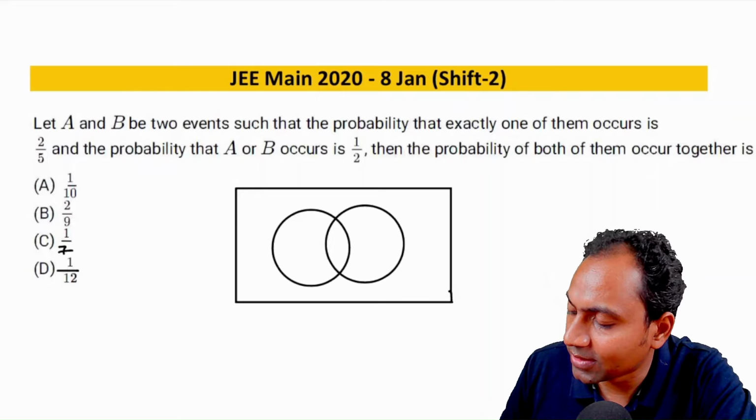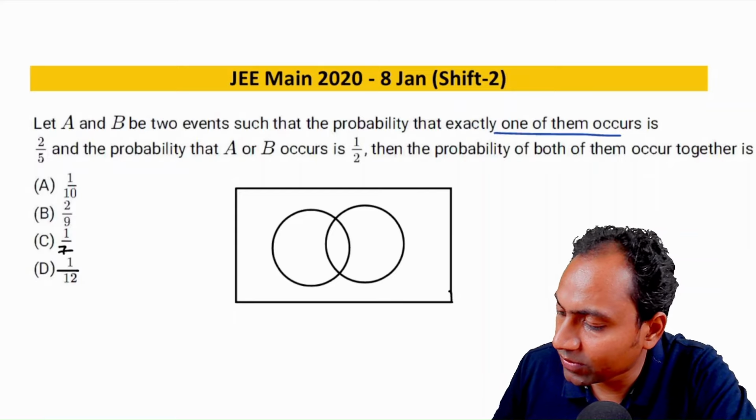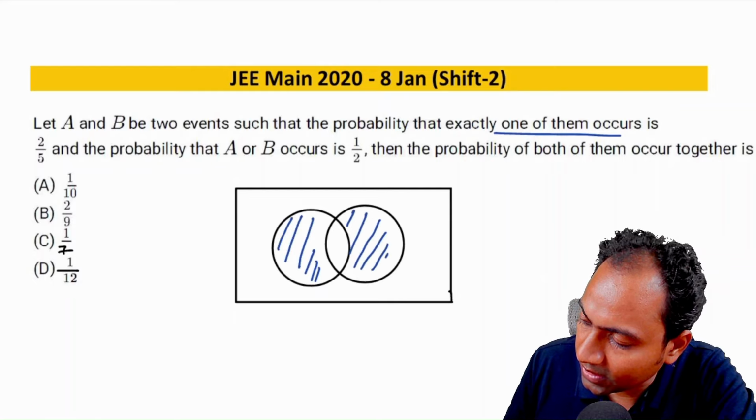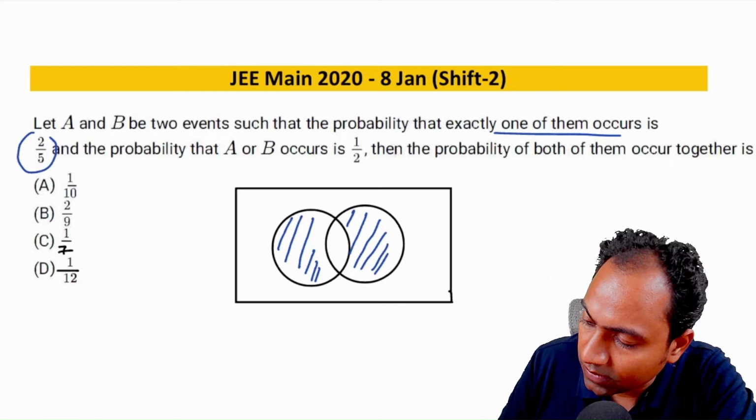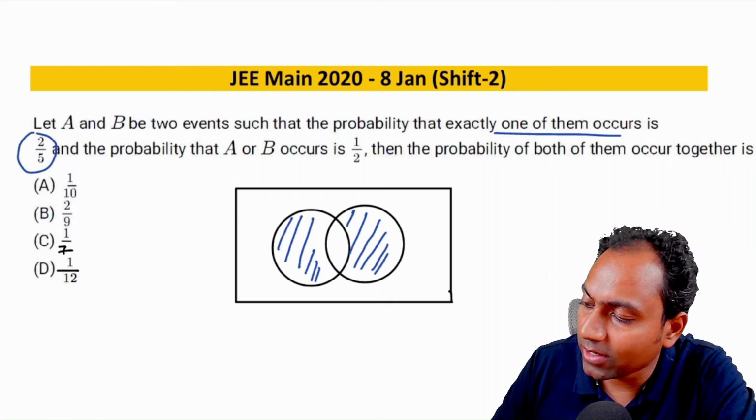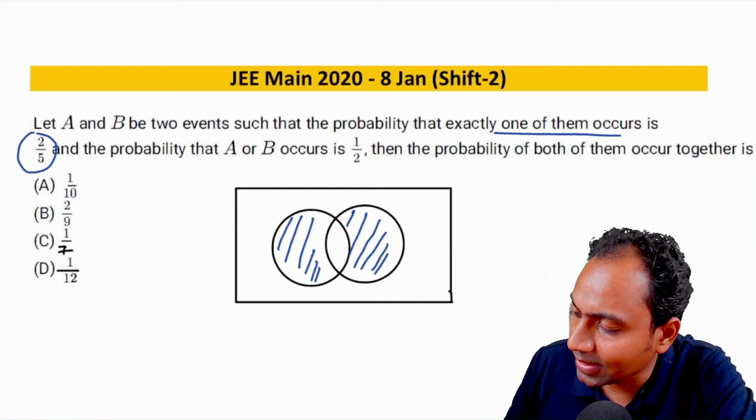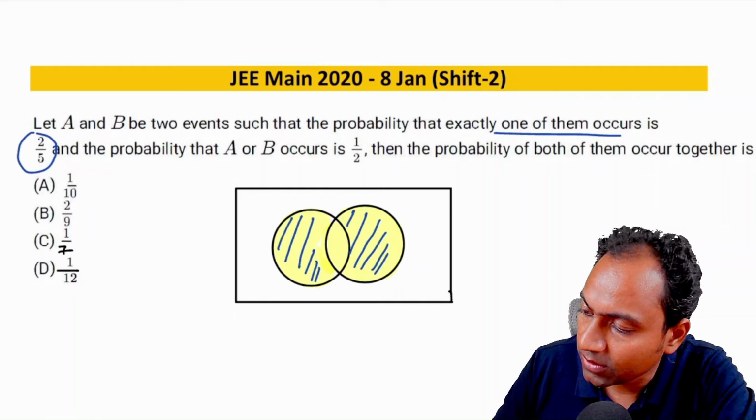What they're saying is the probability that exactly one of them occurs. So exactly one of them will occur in this case. This is when exactly A happens and this is when exactly B happens. They are saying that this probability is 2 by 5. Now what they're saying is A or B occur. So A or B would mean we are talking about this region that is there in only A, in only B, and this portion that is A intersection B.